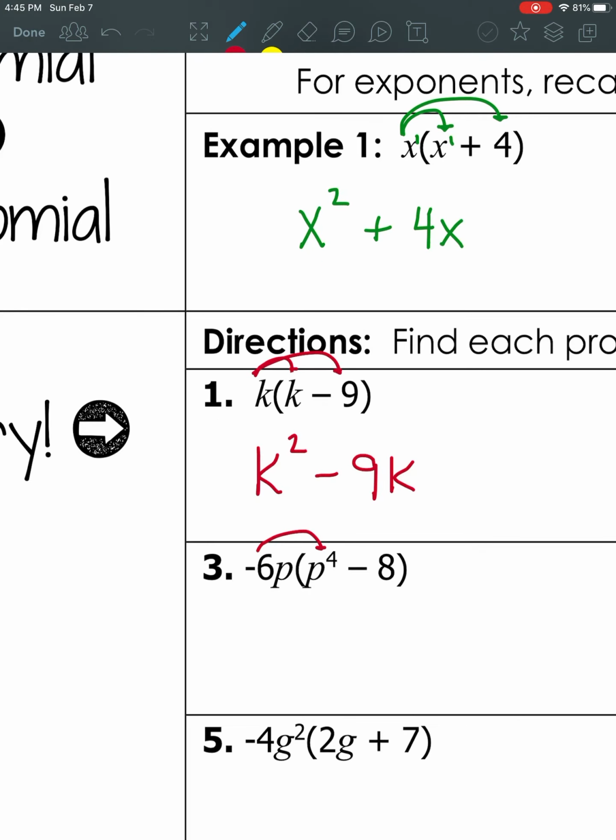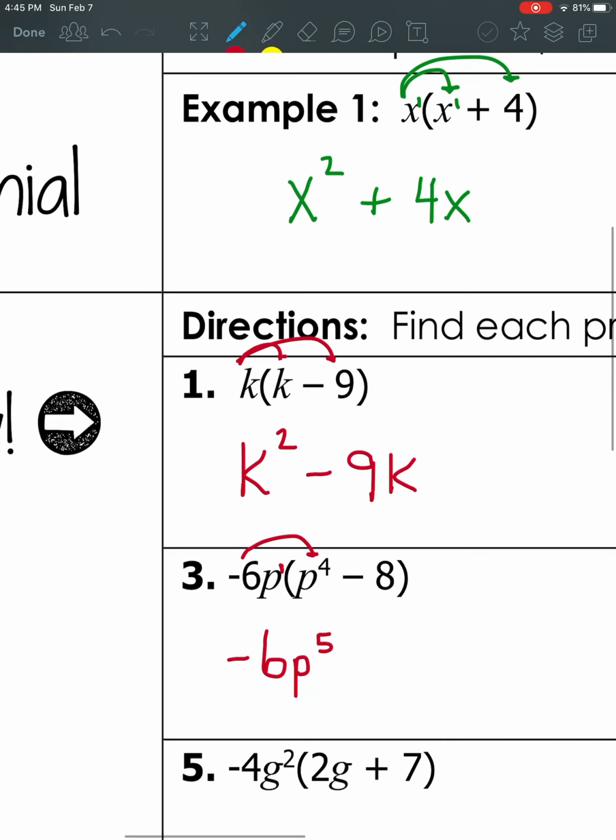Negative 6p times p to the 4th, so we get negative 6p to the 5th. There is a power of 1 on that p. And then here, be careful with your negatives. Negative times a negative is going to switch to plus 48p.